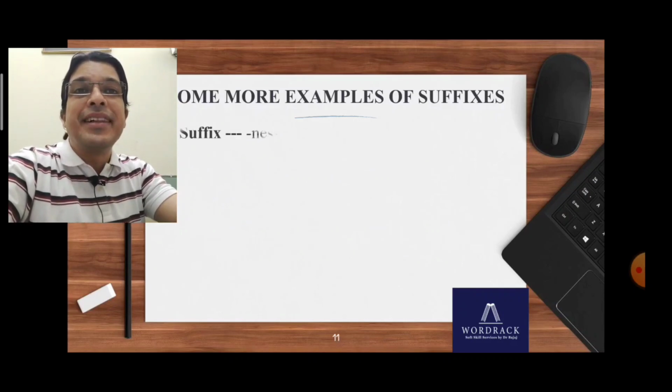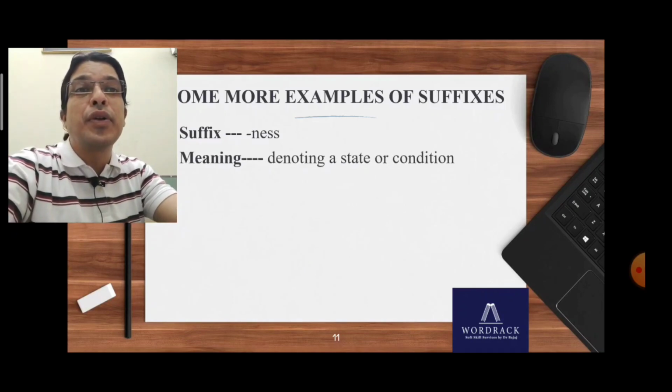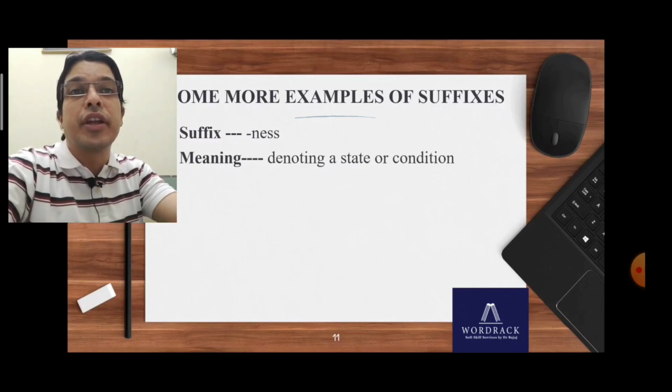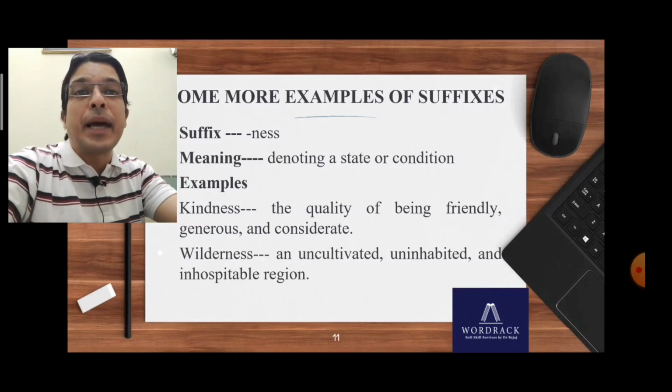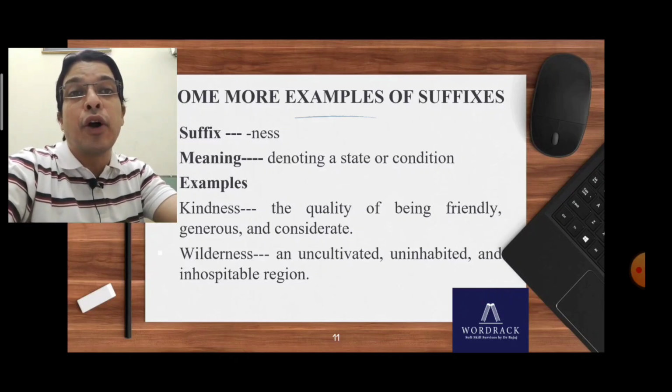Next example, suffix NESS. This means denoting a state or condition. Here are the examples. Kindness, NESS has been added to kind. The meaning becomes the quality of being friendly, generous and considerate. Next up, wilderness. NESS has been added to wilder and the meaning becomes an uncultivated, uninhabited and inhospitable region.